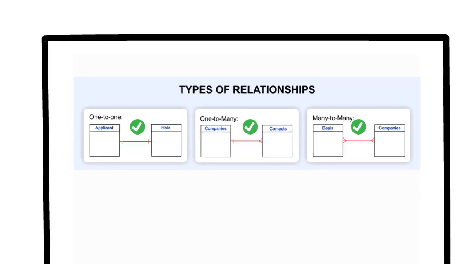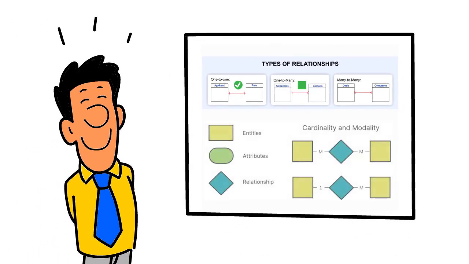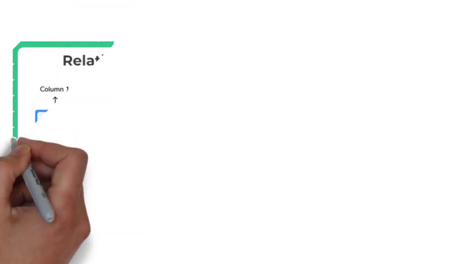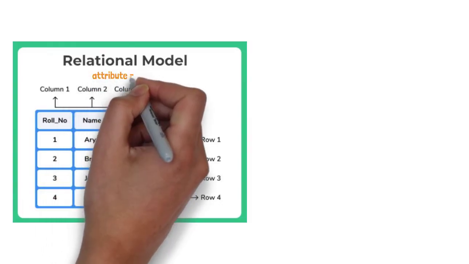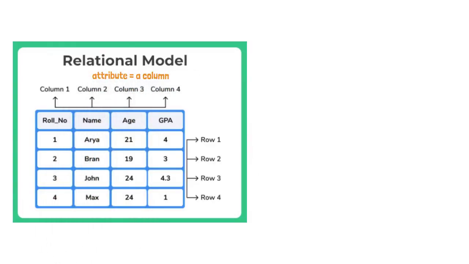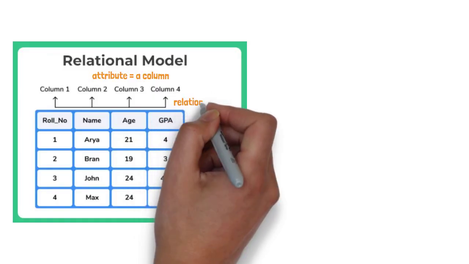In diagrams, we use rectangles for entities, ovals for attributes, and diamonds for relationships. It's a simple yet powerful way to map out the structure before we move into database creation. Once we've designed our diagram, we can convert it into tables using the relational model. Each entity becomes a table, each attribute becomes a column, and relationships are represented using keys.